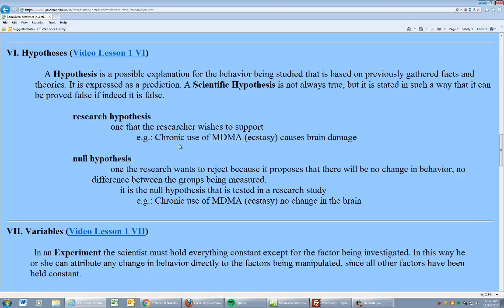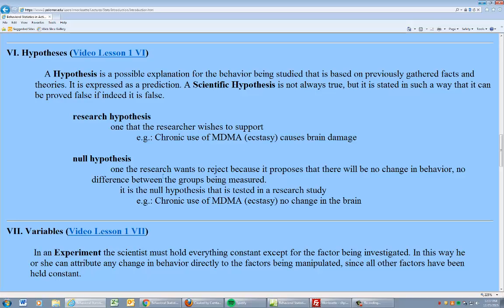Research hypothesis is a direct, bold statement suggesting that there will be a difference between the two groups. The experimental group will see a difference, in this case, brain damage. The null hypothesis suggests that there will be no difference between the groups. We do this in order to prove this true.